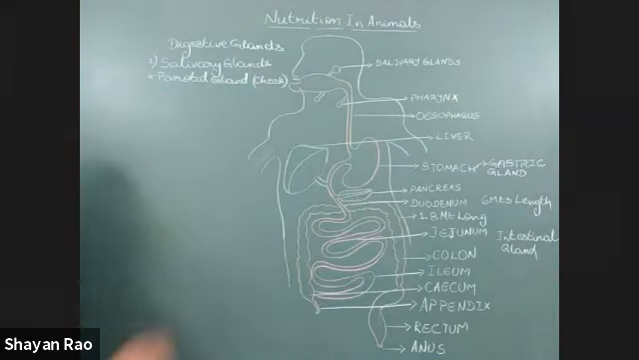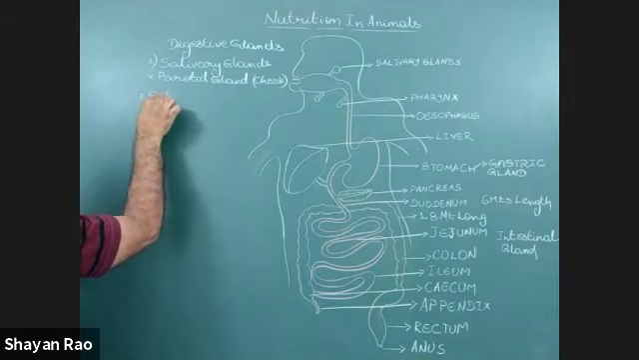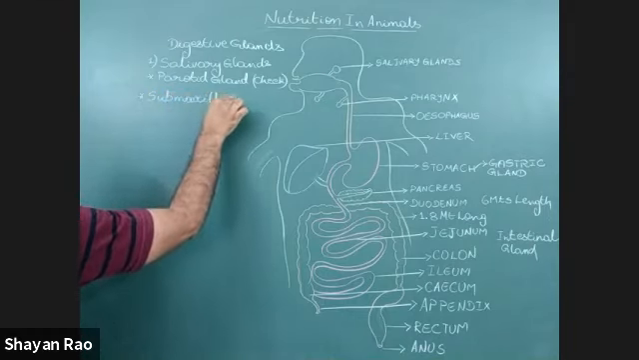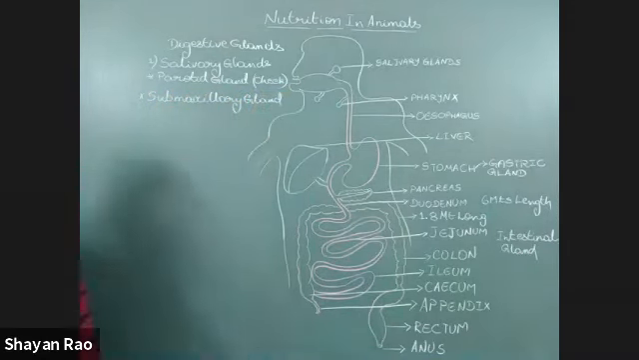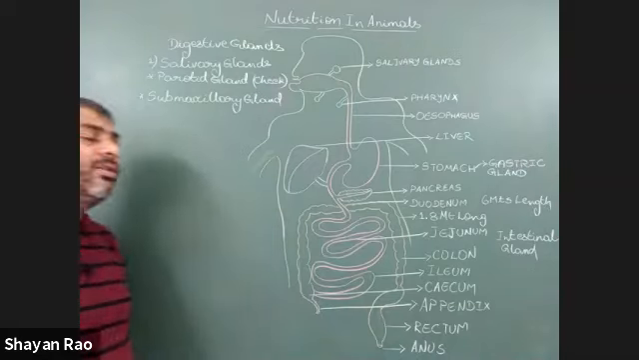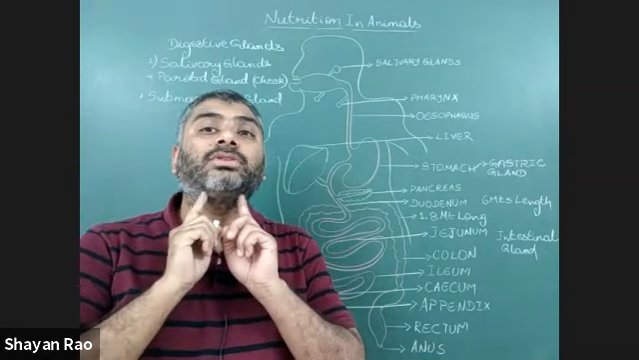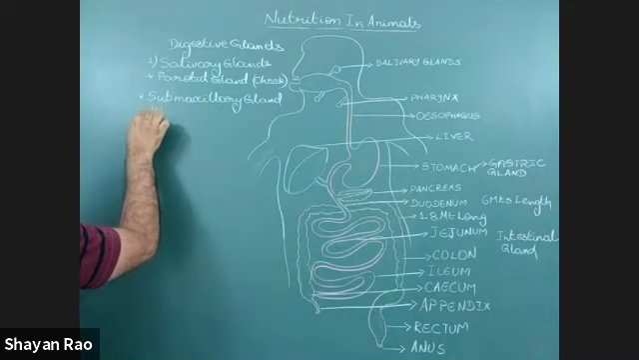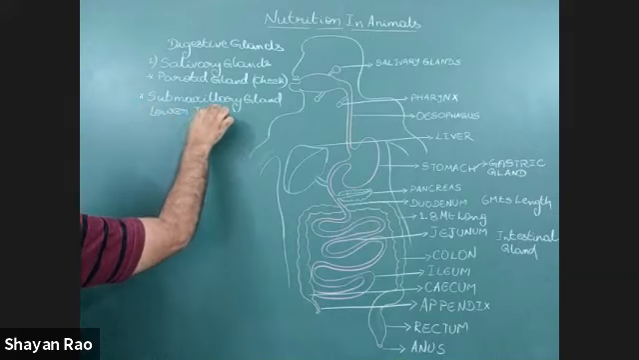Along with that, we have the next important gland, which is called the submaxillary gland. So where exactly is the presence of the submaxillary gland? They are present at the lower jaw. At the lower jaw region, we are able to see the submaxillary gland. So it is present in the lower jaw.